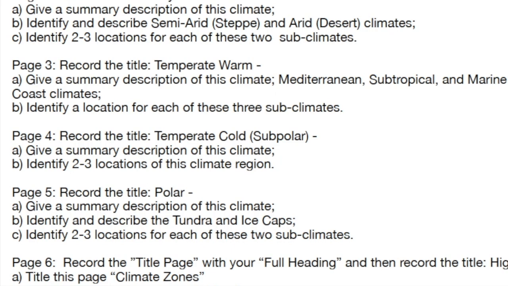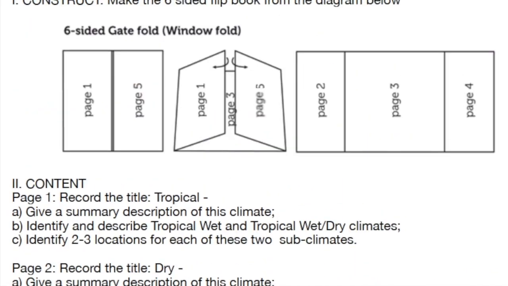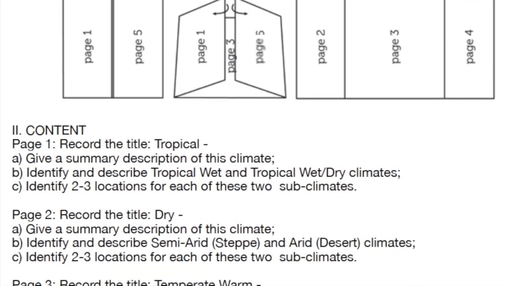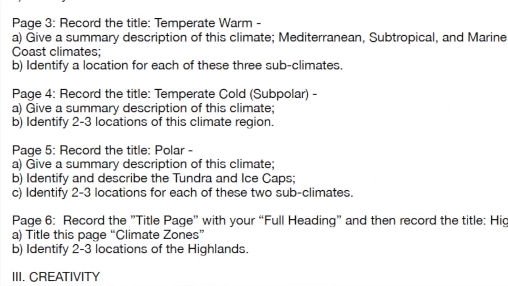Then page 4 will be on that other side of the little door. That's going to be on the inside door. For page 4, that's going to be your subpolar. That's going to be your temperate cold. You're going to give a description.